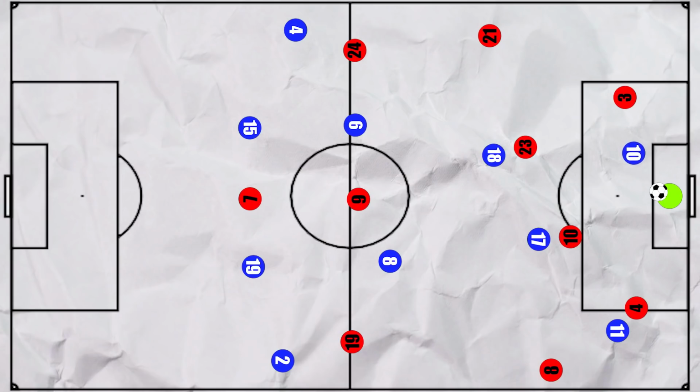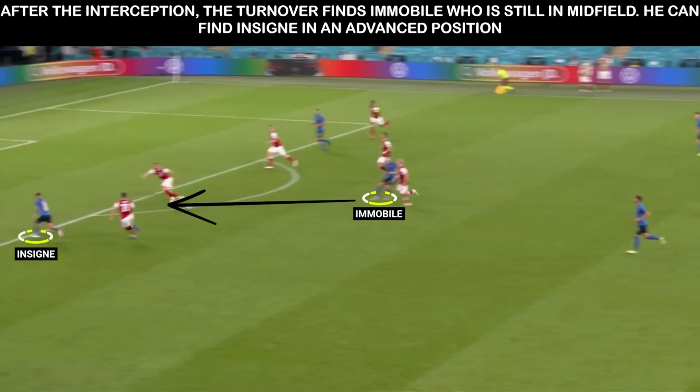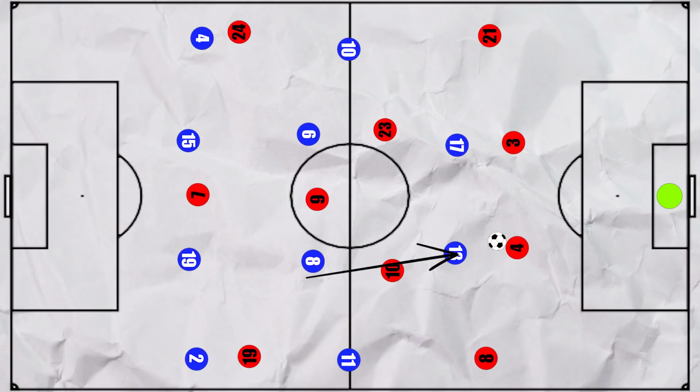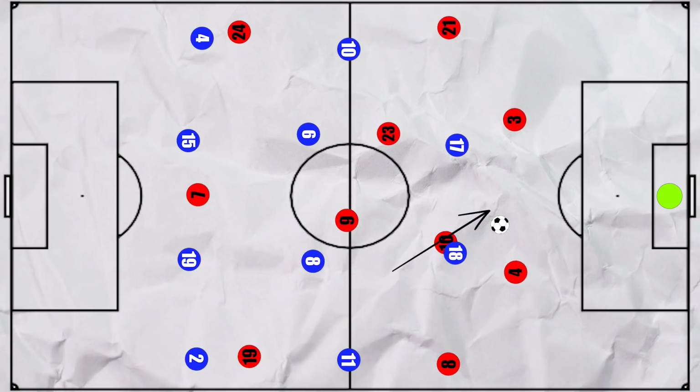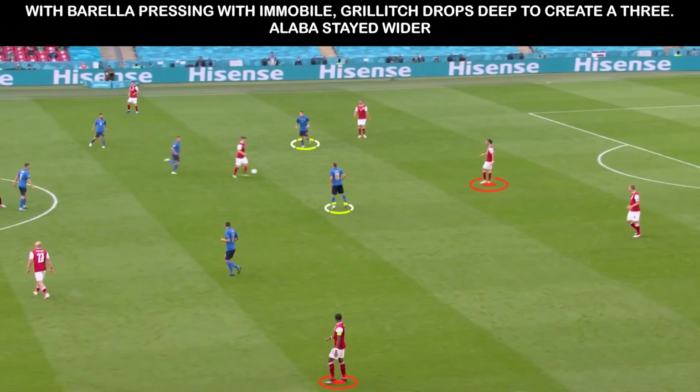But that was only when it worked, as on several occasions, Austria played themselves into trouble, leading to some dangerous situations. But higher up the pitch, if only Immobile was pressing, Austria stuck with two centre-backs, but Barella was often willing to push up to create a 2. This would be the trigger for Grillitsch to become the third centre-back, and in this match, Alaba often maintained his width down the left-hand side, rather than inverting into the midfield.